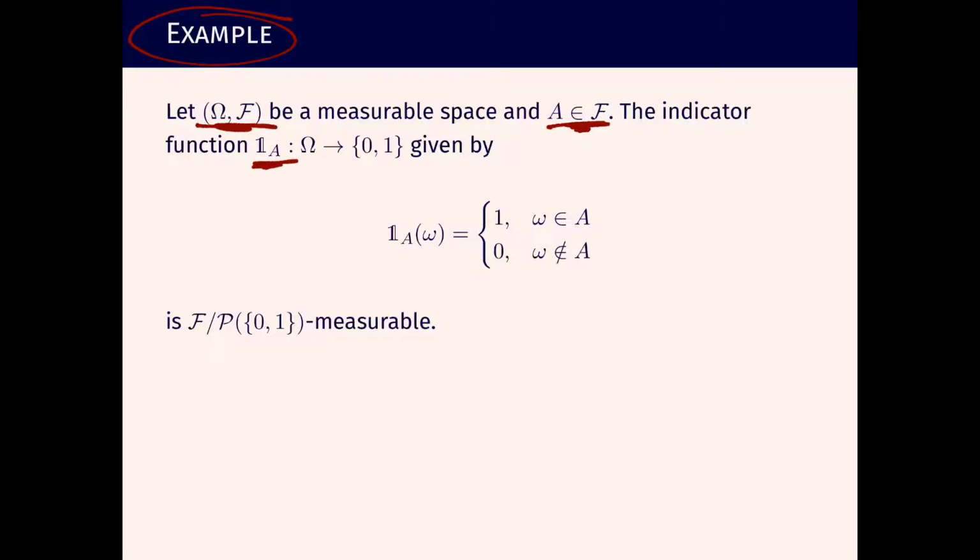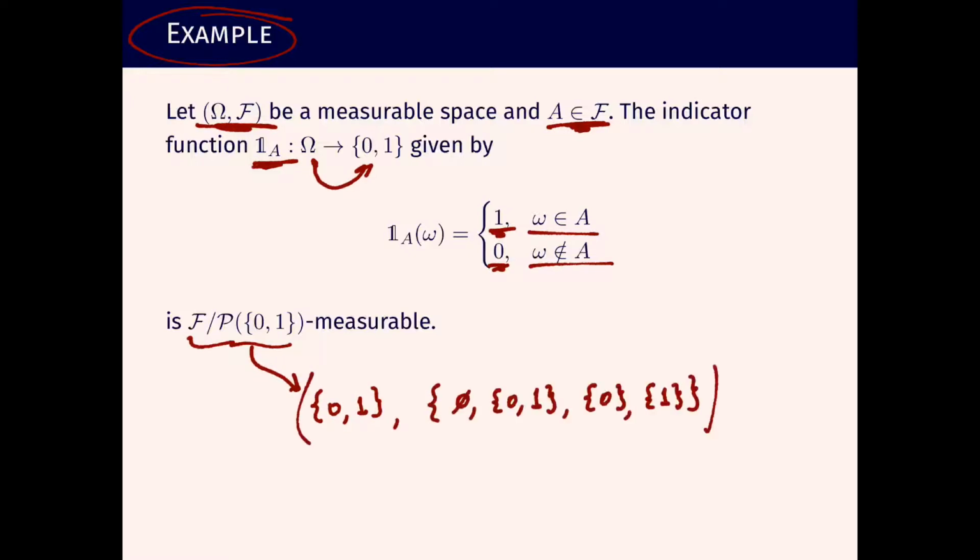That's a function that maps every little omega in this set, capital omega, into a number 0 or 1, and that number will be 1 if lowercase omega is in A, and will be 0 if little omega is not in A. So what does it mean to say this function is F, P of {0,1} measurable? Well, this P of {0,1} is the sigma algebra of this very simple and elementary set {0,1}, and the sigma algebra is just the set of all subsets of {0,1}.